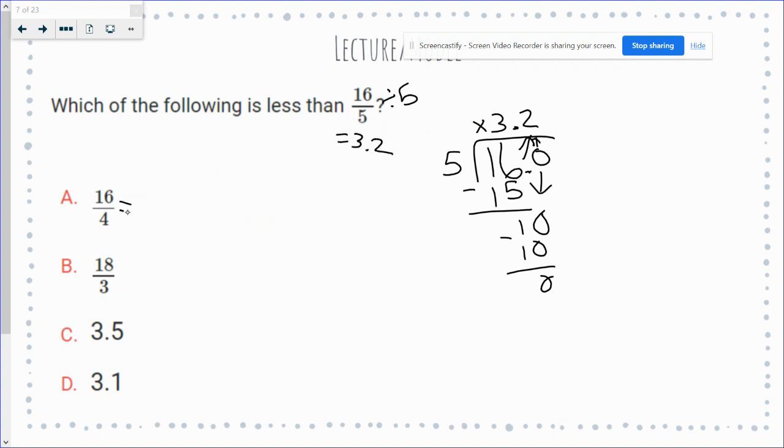Now let's simplify these fractions. 16 over 4 is 4. 18 over 3 is 6. Now, which of these values is less than 3.2? That would be option D. 3.1 is less than 3.2.